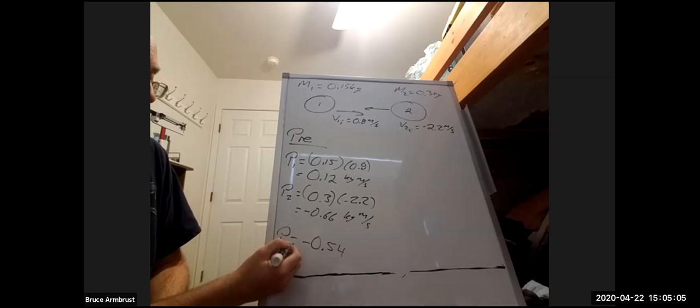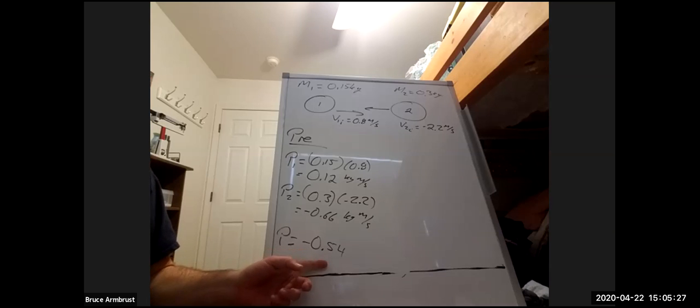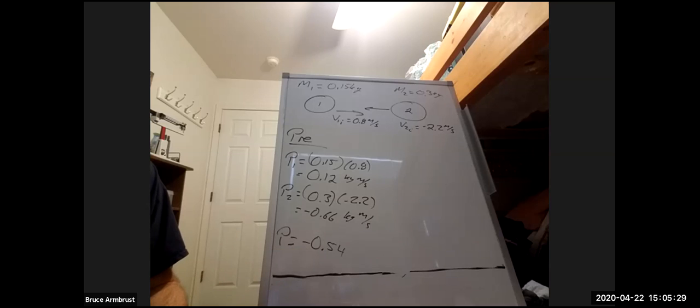So you can see why that difference in sign, plus and minus, is important, because now we have a negative 0.54, as opposed to if we added them directly, we would have had 0.78, which gives us way more momentum than we actually have. All right, so there's our total momentum before the collision, which we know is going to have to be the total momentum post-collision. So we'll use that to get an equation in a second.